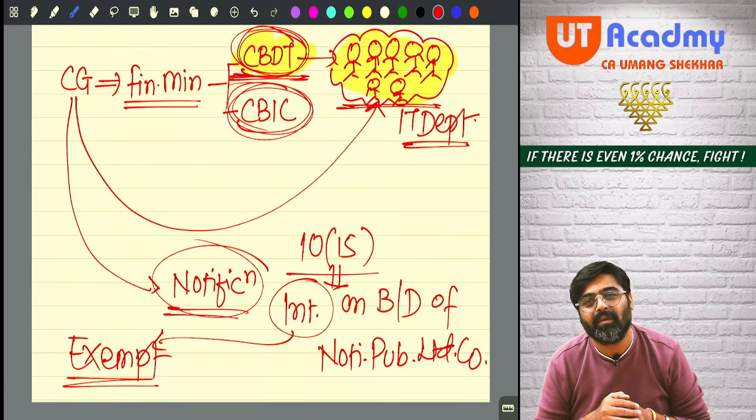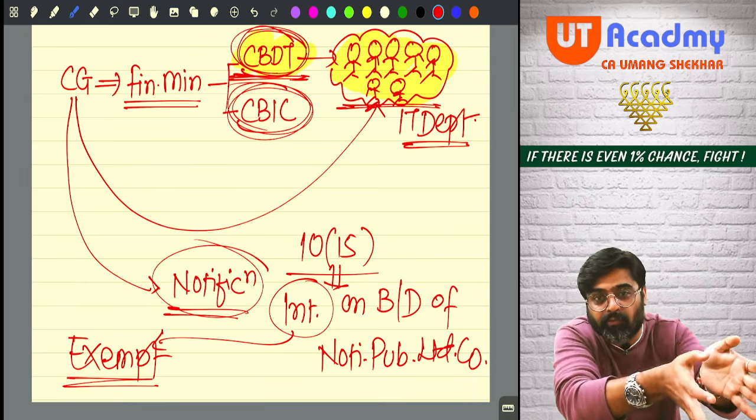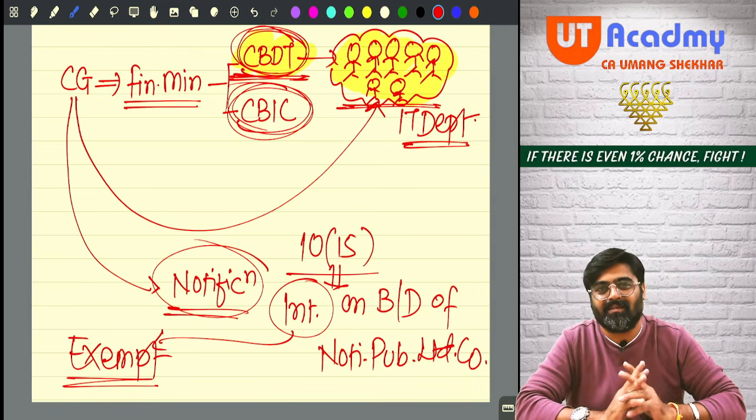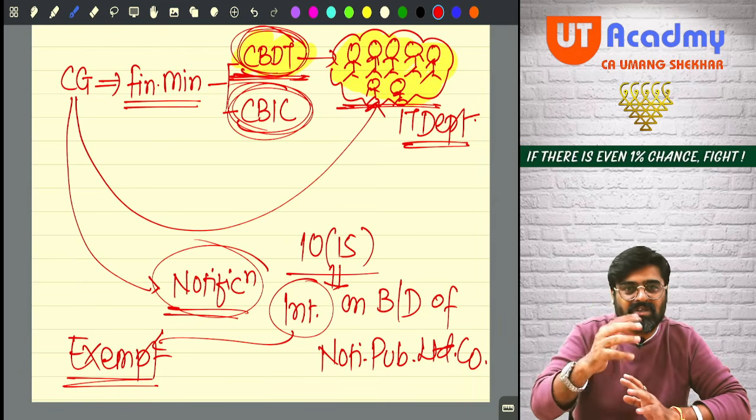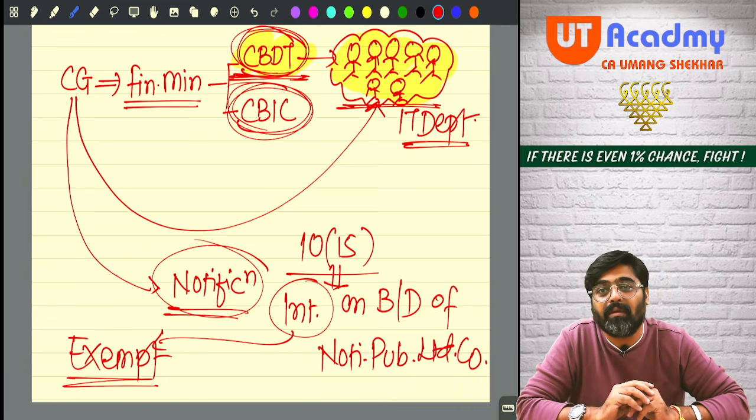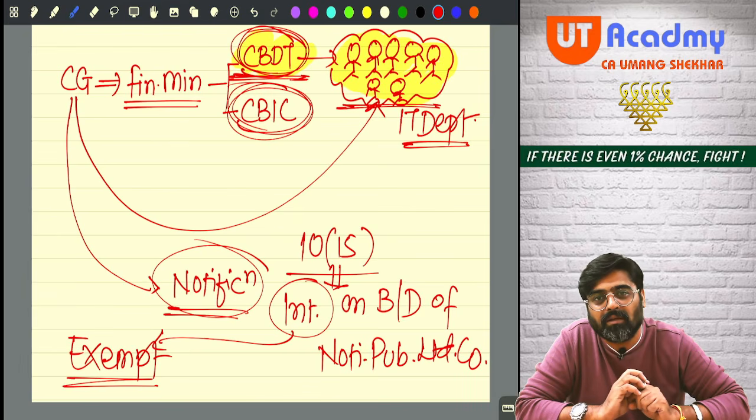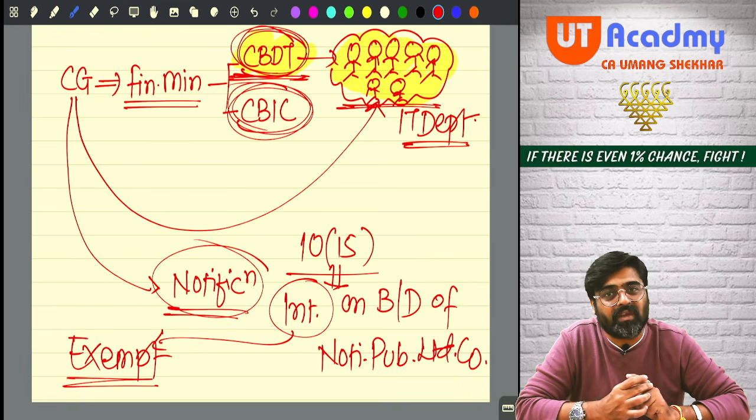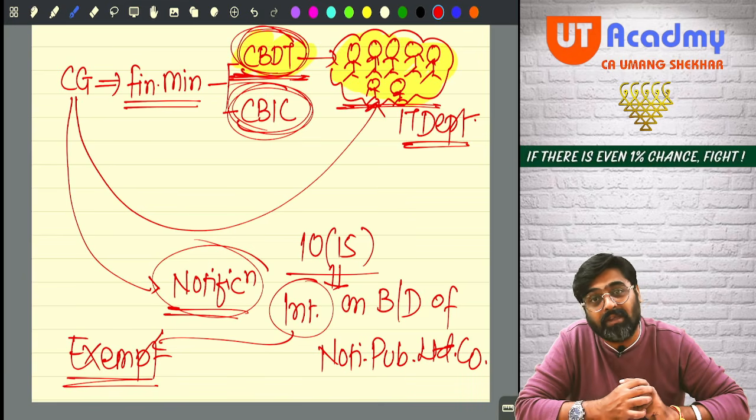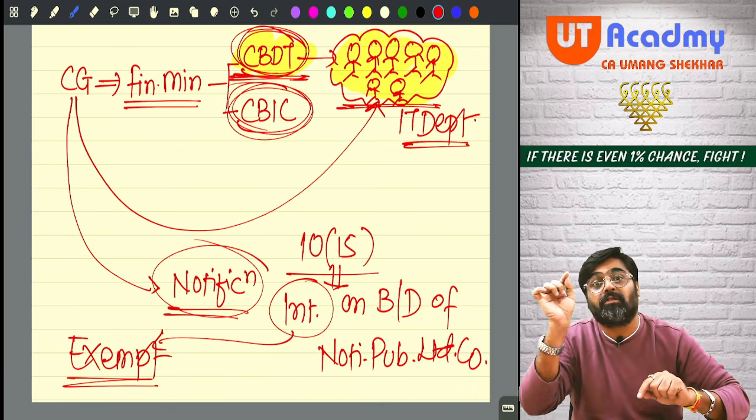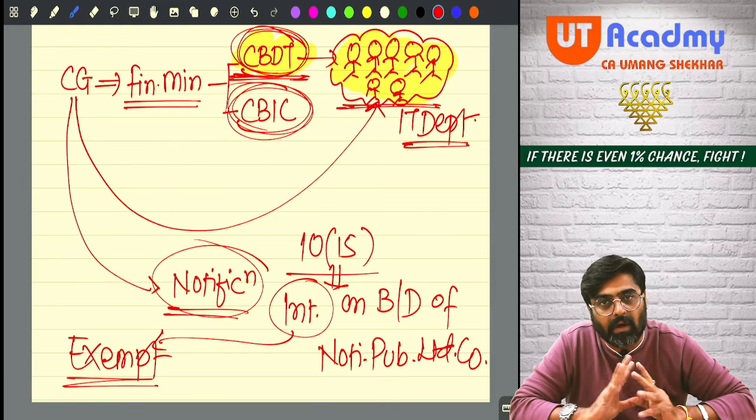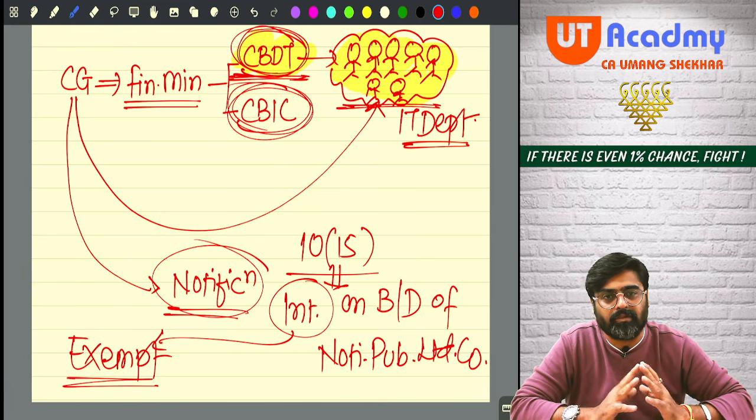Getting my point? So to give effect to this section, there has to be a notification. Without the notification, this provision could not be followed. Who will issue the notification? Central government. And once the notification is issued, is it binding on all? Yes. It is binding on the income tax department as well as the taxpayer. It is binding on all. Got it?